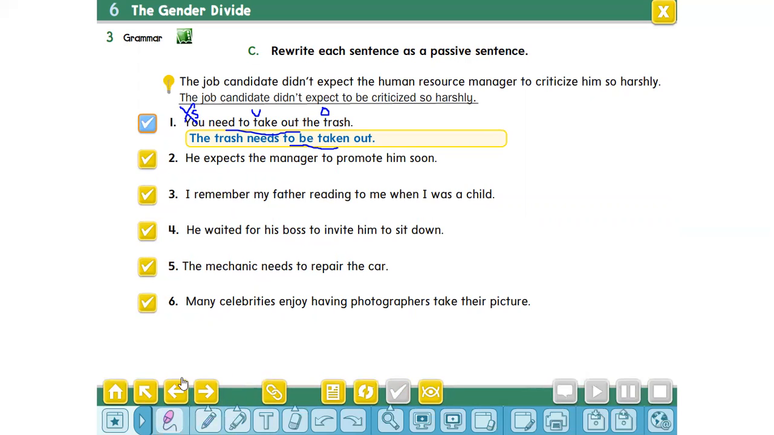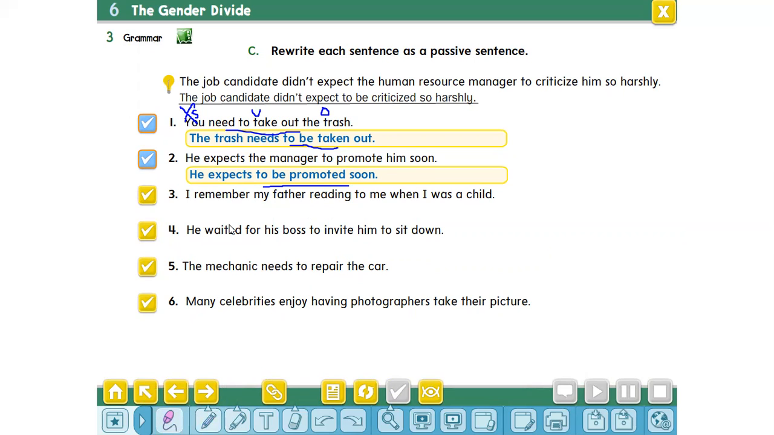Number 2, he expects the manager to promote him soon. He is the object pronoun, so we will begin with he. Him will change into he. Object pronoun and subject pronoun. Expect, so expect to plus be plus past participle.